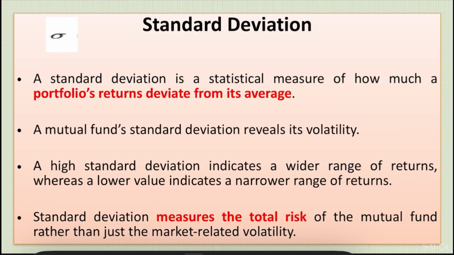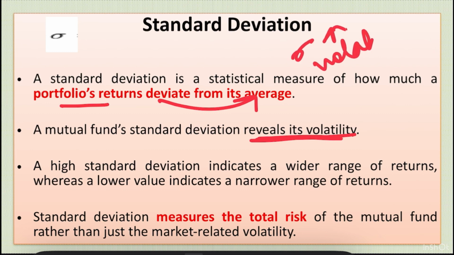This is the drawback of beta, that it gives you the relative risk and not the absolute risk, right? Okay, the next technique is standard deviation. Standard deviation tells us how the portfolio return deviates from the average. If we have the mean or average of the portfolio, we compute how much the returns are deviating from the average. We are going to understand this with the help of an example. Before that, you need to understand that a mutual fund's standard deviation reveals its volatility. The higher the standard deviation, the higher the volatility and the risk.